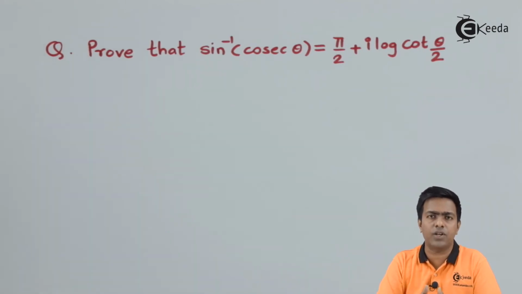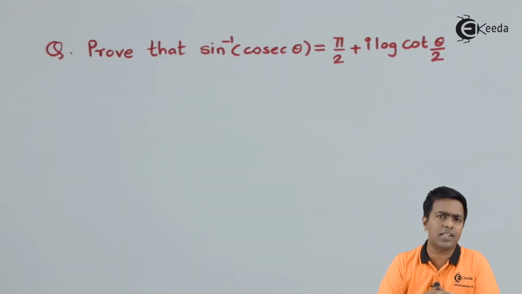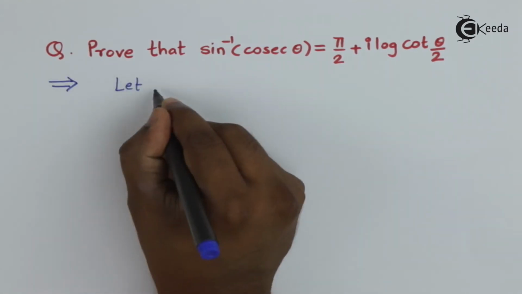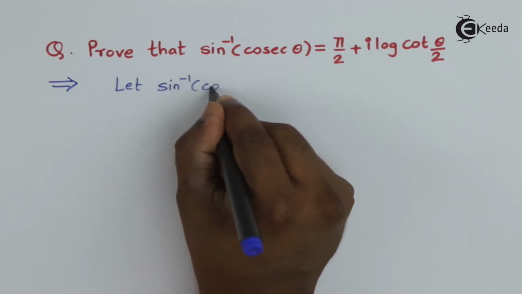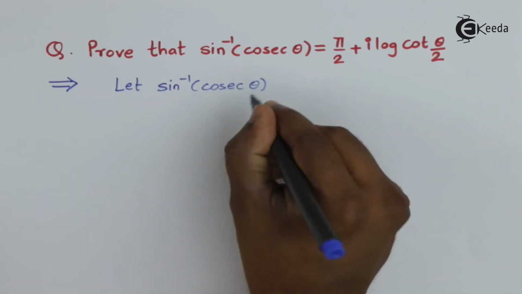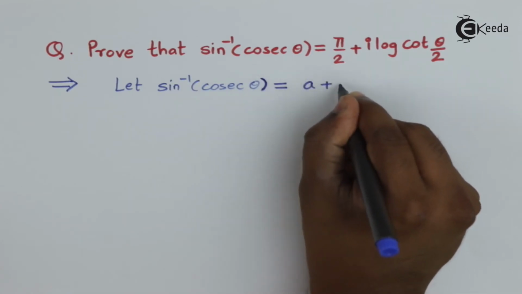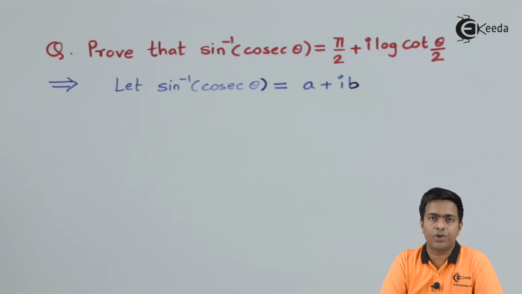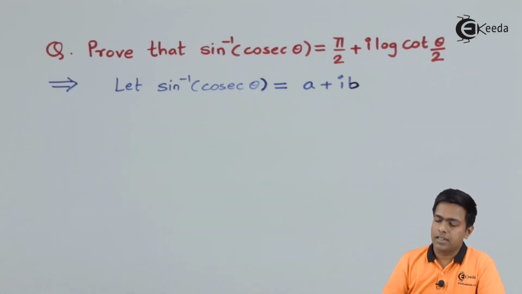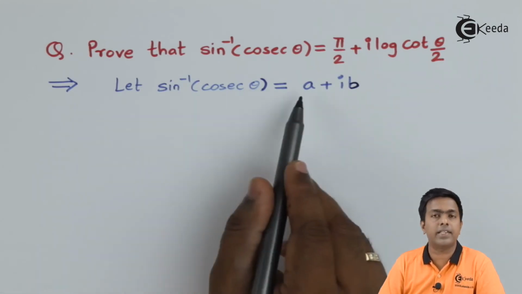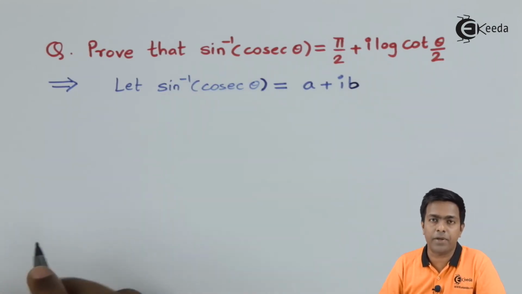To start with the solution, I will first assume that sine inverse of cosec theta is equal to a plus ib. So I am just assuming any complex number. Now we will take this sine inverse term on the right hand side. So here we'll get cosec theta is equal to sine of a plus ib.